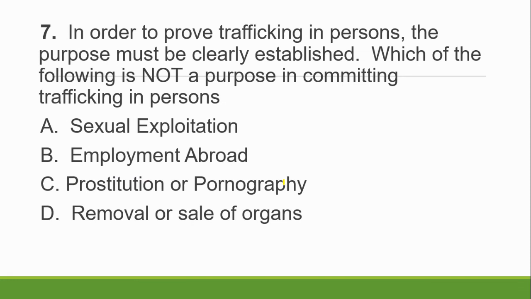7. In order to prove trafficking in person, the purpose must be clearly established. Which of the following is not the purpose of committing trafficking in person? A. Sexual exploitation. B. Employment abroad. C. Prostitution, pornography. D. Removal of organ. Hindi kasali sa purpose ang employment abroad. That is not included in the purpose.